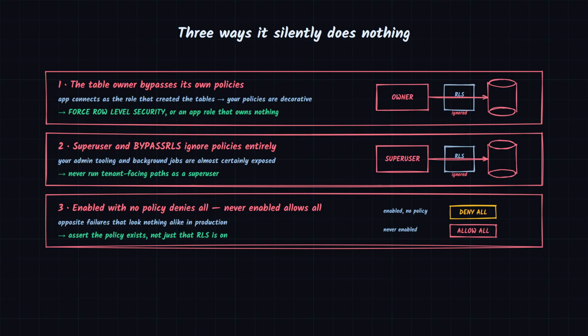Second, superuser and any role with BYPASSRLS ignores policies entirely, which means your admin tooling and your background jobs are almost certainly not protected. And third, a table with RLS enabled but no policy denies everything, while a table you forgot to enable it on allows everything. And those 2 failures look nothing alike in production.